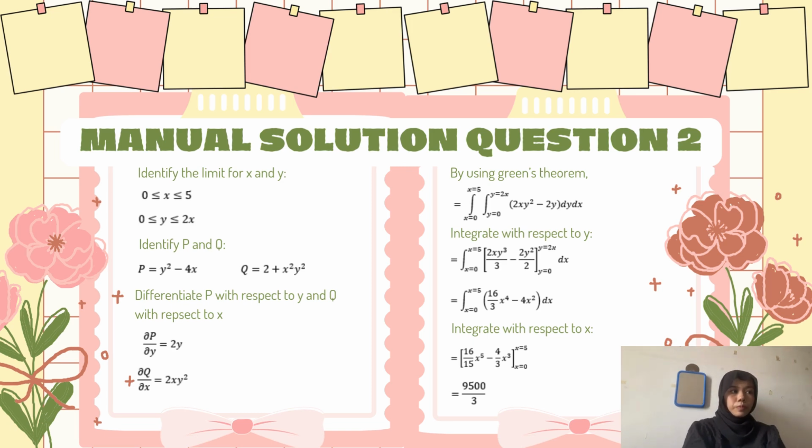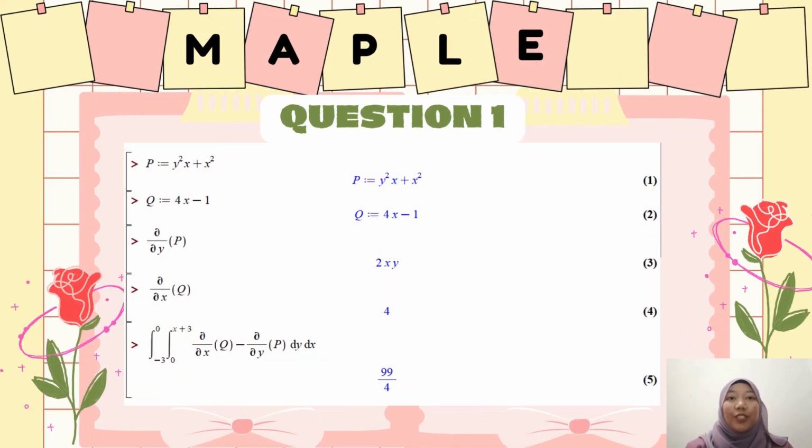Okay. Next, replace the differentiated values into Green's theorem. So you will get the integral of x from 0 to 5 and the integral of y from 0 to 2x, of 2xy squared minus 2y dy dx. Integrate with respect to y first and then integrate with respect to x. So the final answer will be 9,500 over 3.